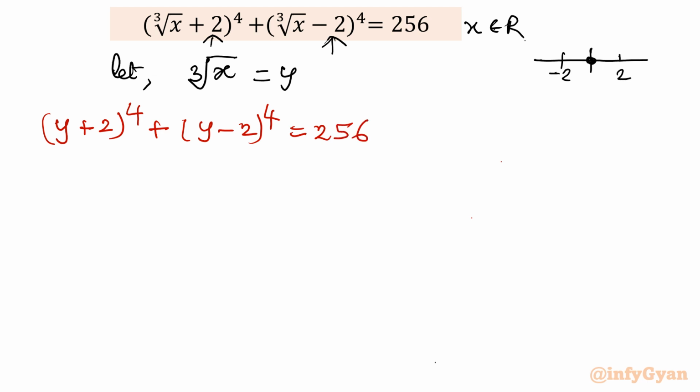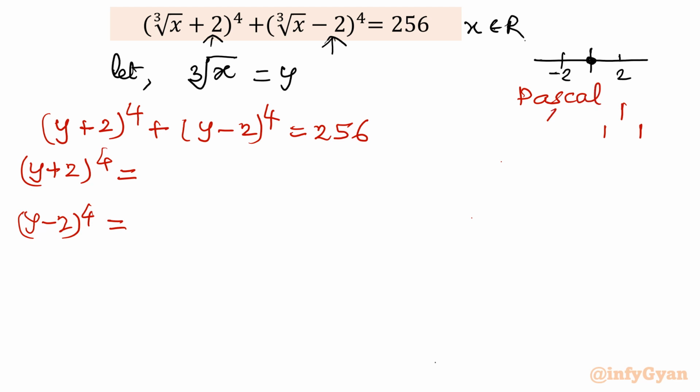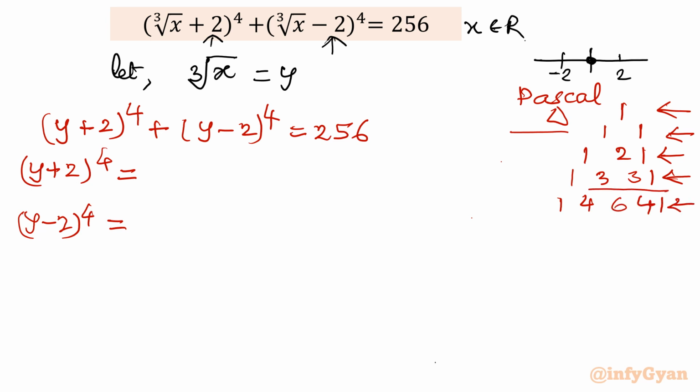Now we have to write the expansion for (y plus 2) whole power 4 as well as (y minus 2) whole power 4. Then we will add both. So for expansion, we have to write the coefficients of the expansion. So Pascal's triangle. For power 2, let me write here. For power 2, this row; 1 3 3 1, this is for power 3; 1 4 6 4 1, this is for the required power 4.